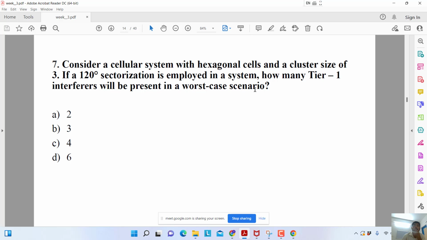If anybody has an idea, you can answer this question. Here we are using the 120 degree sectorization, and we have to calculate how many tier 1 interferers will be present in the worst case scenario. Basically, sectorization is used to improve the C/I ratio. So here we are using the 120 degree sectorization. If anybody got the answer, please speak.